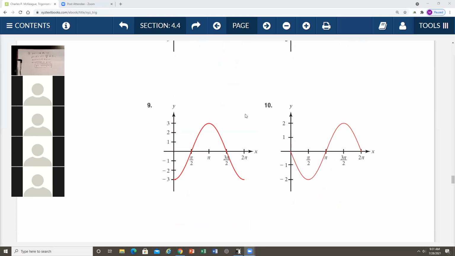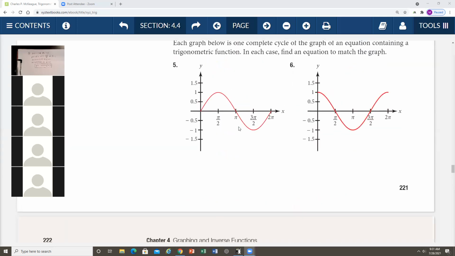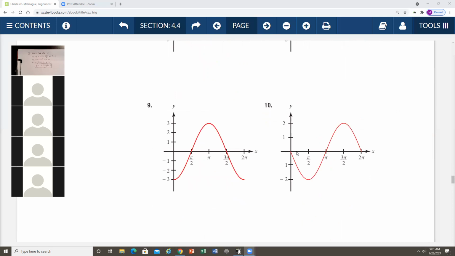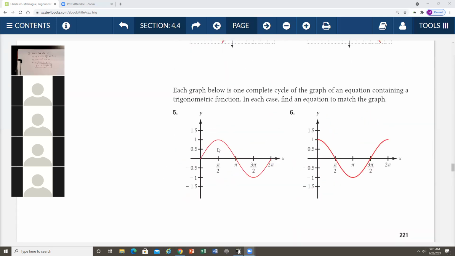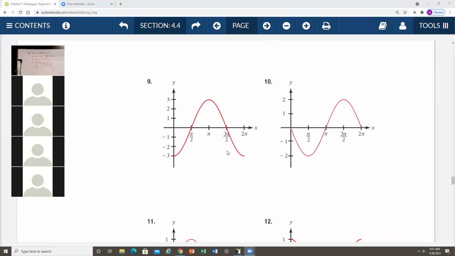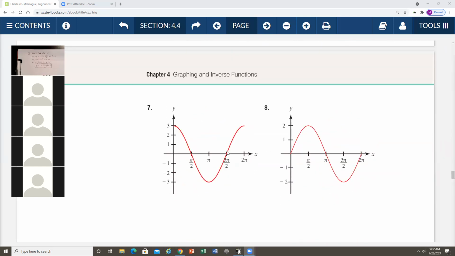What else appears to have changed, ladies and gentlemen? The amplitude has gone from 1 to 2. What else appears to be different between this graph and 5 and 10 here? It got flipped. It's been flipped.